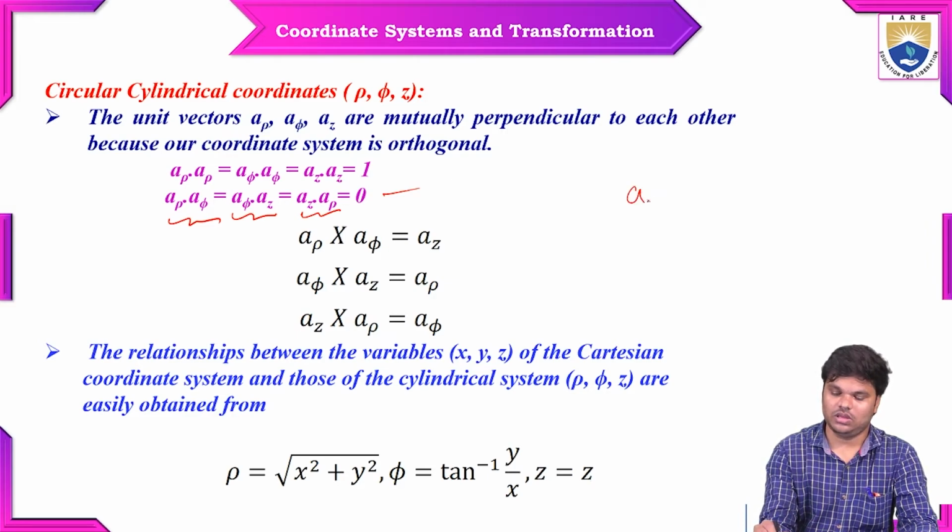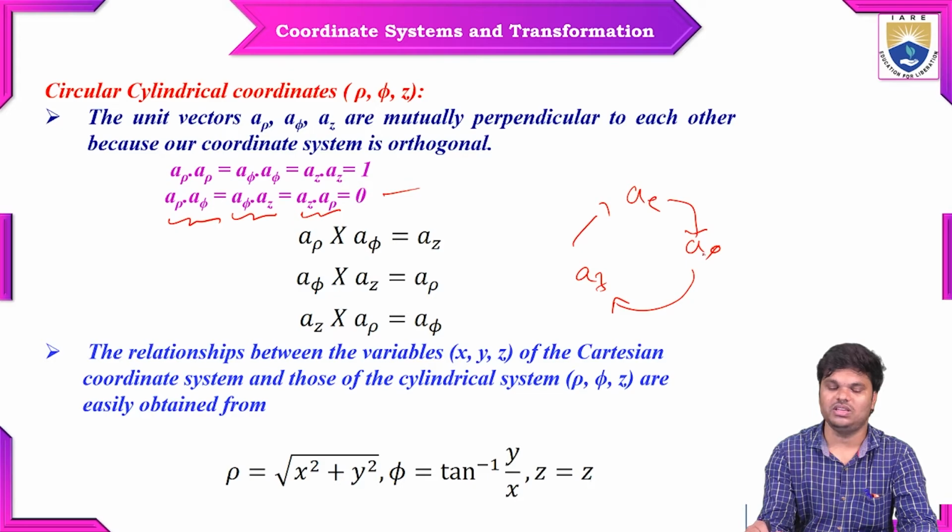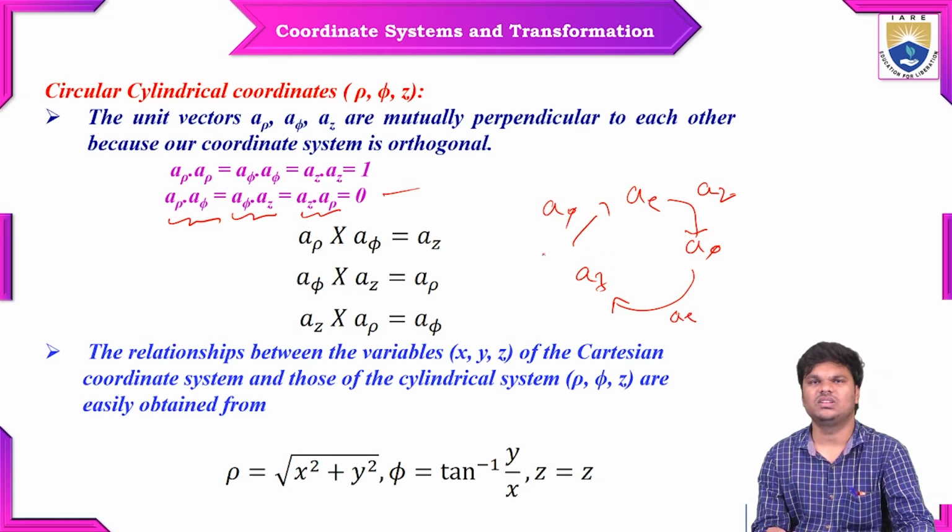And here also a rho, a phi, az, cyclic permutation. From here to here, from here to here. a rho cross a phi is az. And a phi cross az is a rho. And az cross a rho is a phi. Okay.